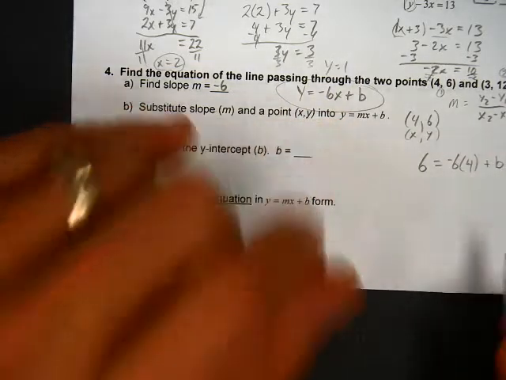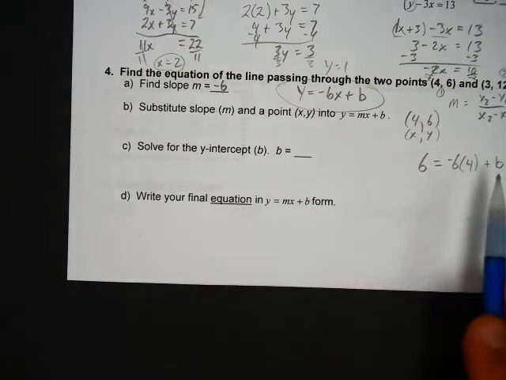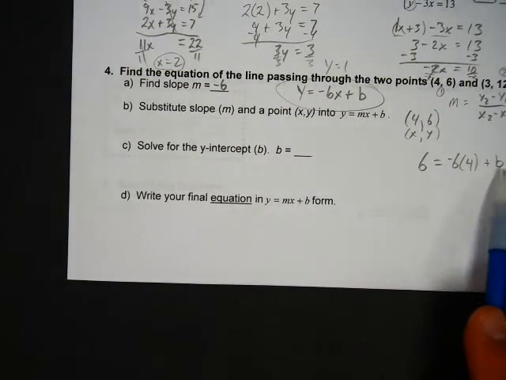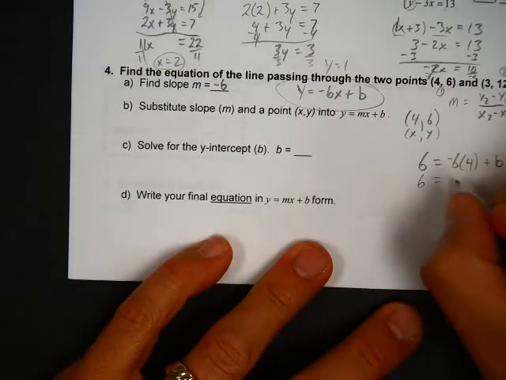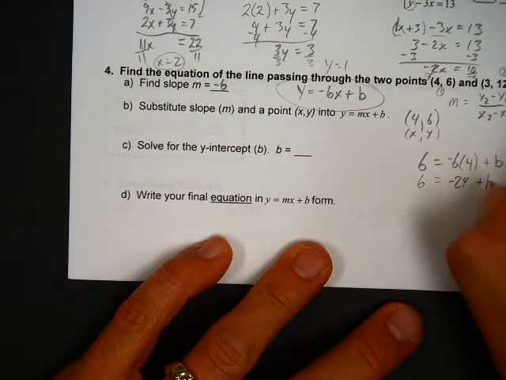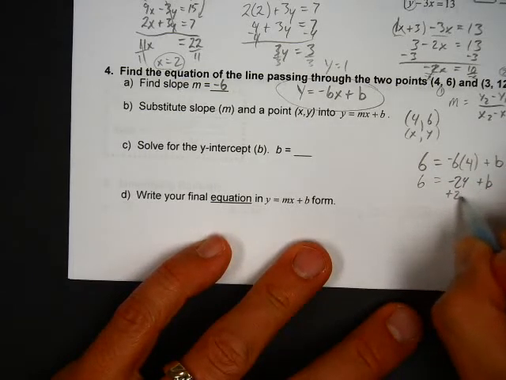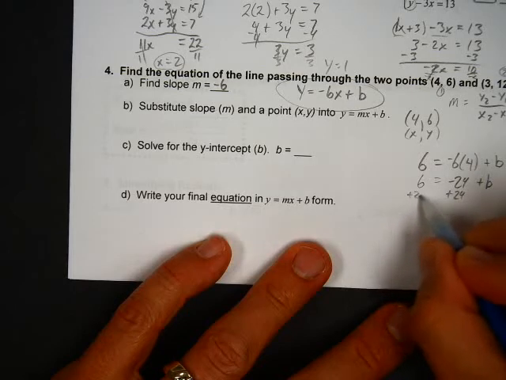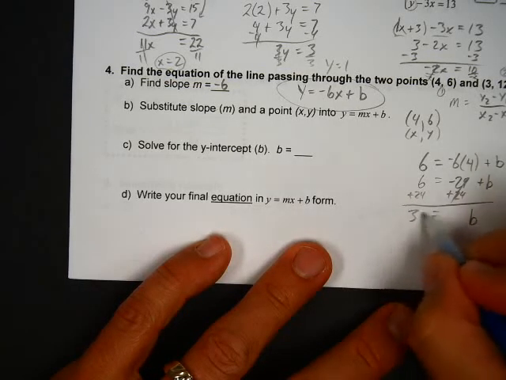Now you'll notice what just happened when we plugged in x and y and m. We have a bunch of numbers, and we have a b value that we're going to solve for. Okay, that's kind of the goal here. 6 is equal to negative 24 plus b. So we're down to it here. All we need to do is do the opposite of a negative 24, add 24 to both sides. Those are gone, and we get b equals 30.